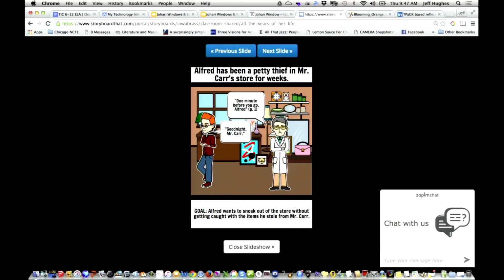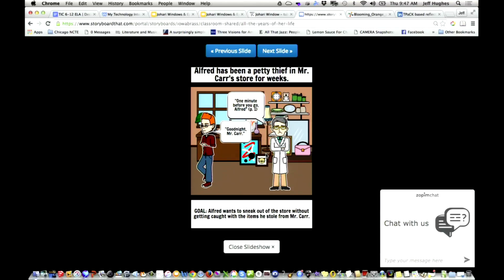In this example, which is a recreation of what some of my students did, I've asked the students to include actual quotations from the story and a page number to support evidence for a close reading of the text. Here we have a goal. Alfred wants to sneak out of the store without getting caught with the items he stole from Mr. Carr. And as we're looking at the storyboard creation, we can see some indirect characterization, for example, body language.